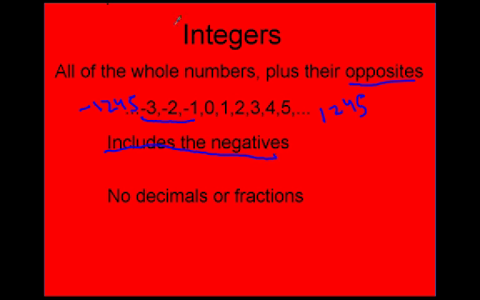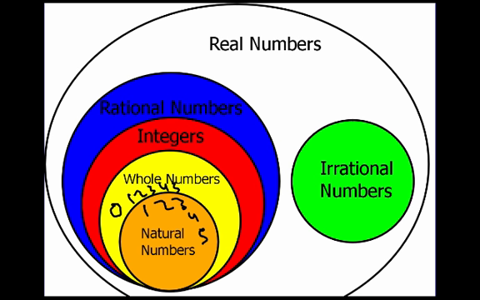But what we can't have is any decimals or fractions. So we can't have 1/2. Nope, that doesn't work. We can't have 0.75. Nope, that doesn't work. Can't have 1.236. Nope. Only our nice round numbers. So if we go back to that Venn diagram that we have, the integers, well, the integers include everything that's in the whole numbers.